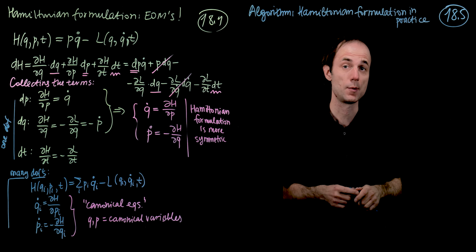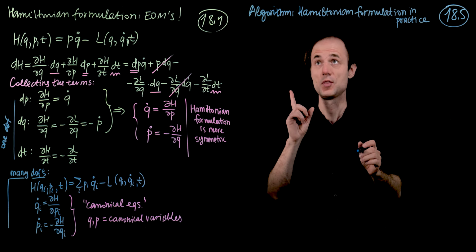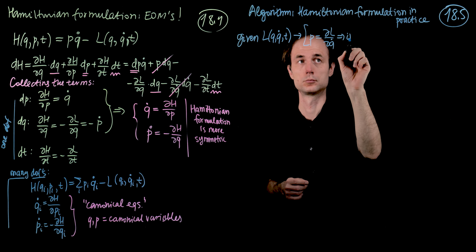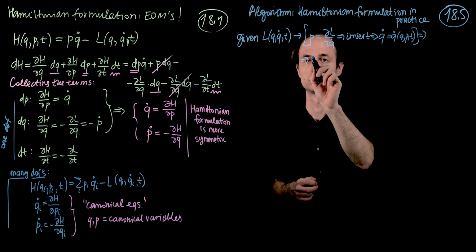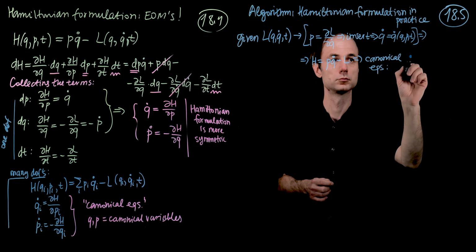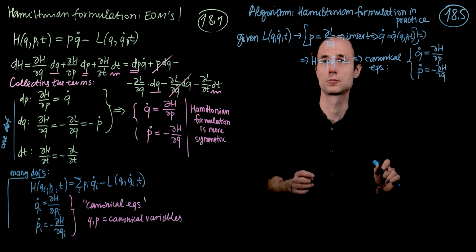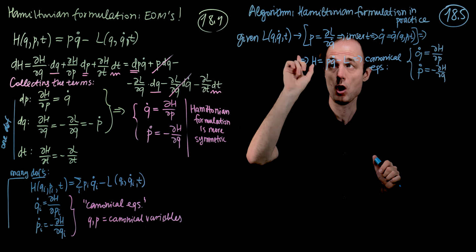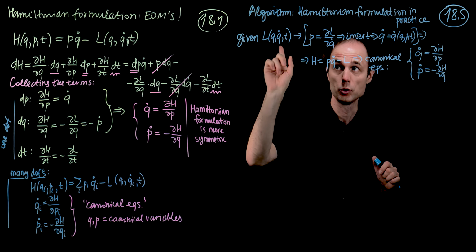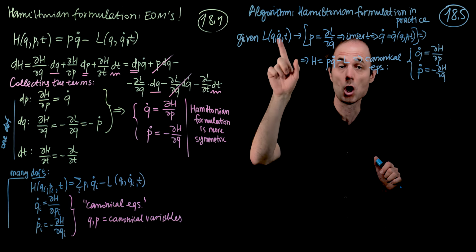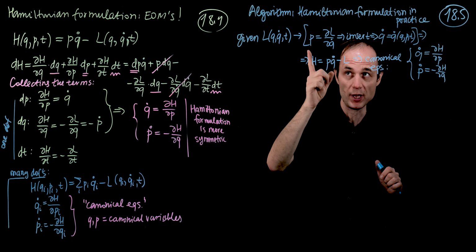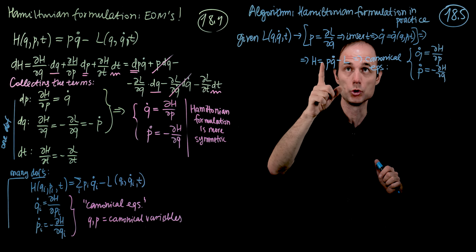So how do we use the Hamiltonian formulation in practice? Well, that's our algorithm. Suppose that we are given a Lagrangian, which is a function of coordinates q, velocities q dot, and the time. Then we're going to compute the momenta as dL/dq dot.